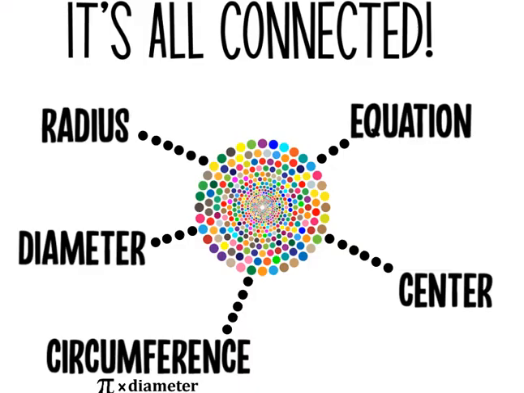Remember, it is all connected. The radius and the center and the diameter and the circumference. The radius gives me the diameter, which gives me the circumference that goes around the circle. The circumference goes around the circle. It doesn't go around the center.